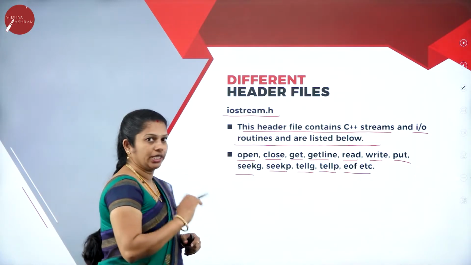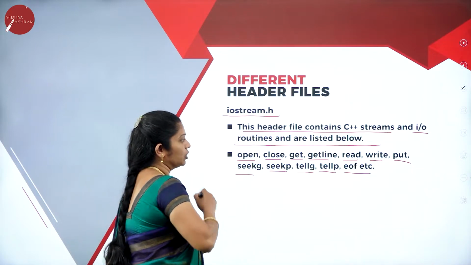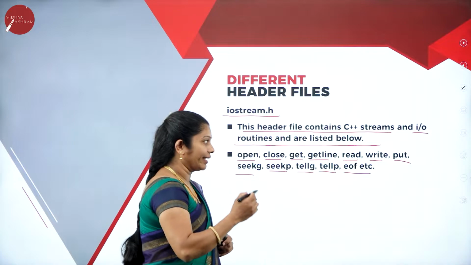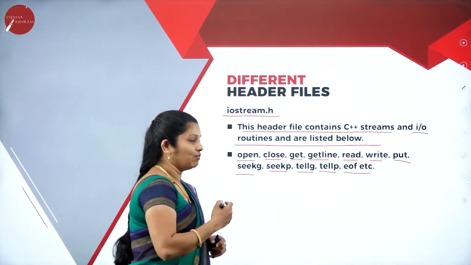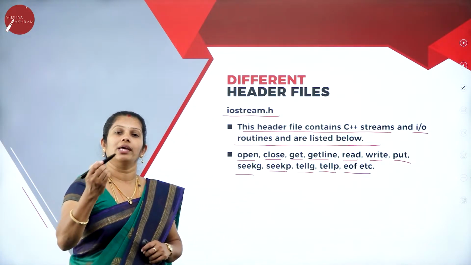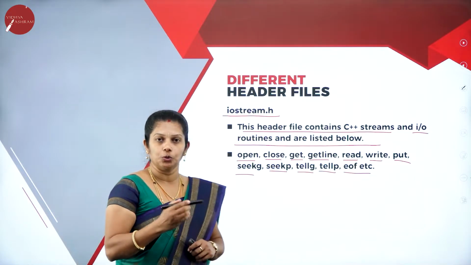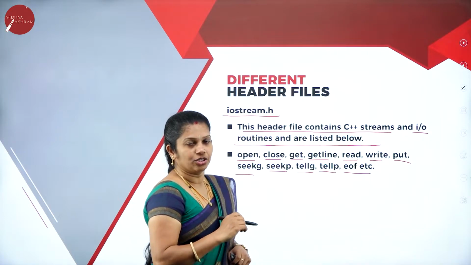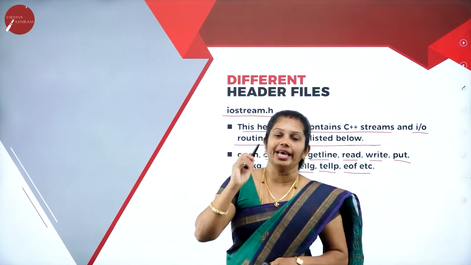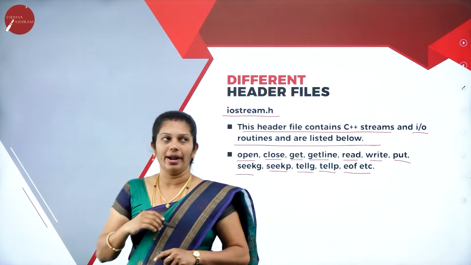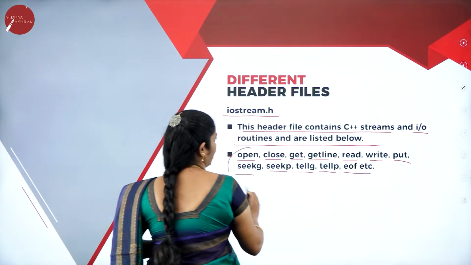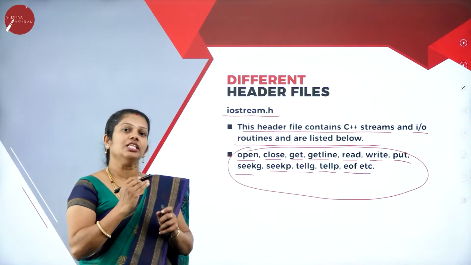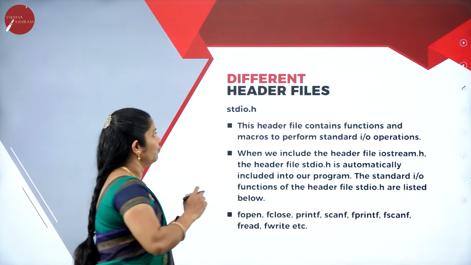The open function helps to open the file, whereas the close function helps to close the file after processing. The get function inputs a single character, whereas the getline function helps to input an entire line of text. The read as well as write functions help to read and write data, especially in binary format. These are some of the functions the iostream.h header file supports. Next, we'll move on.